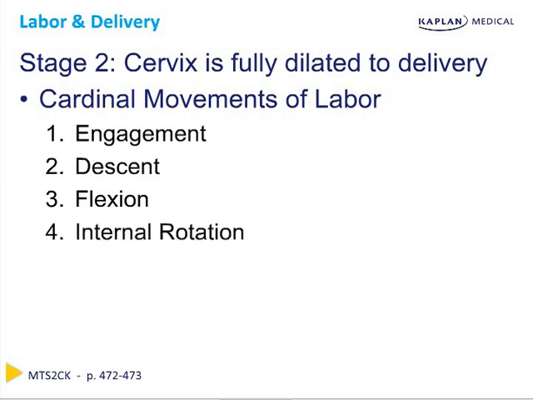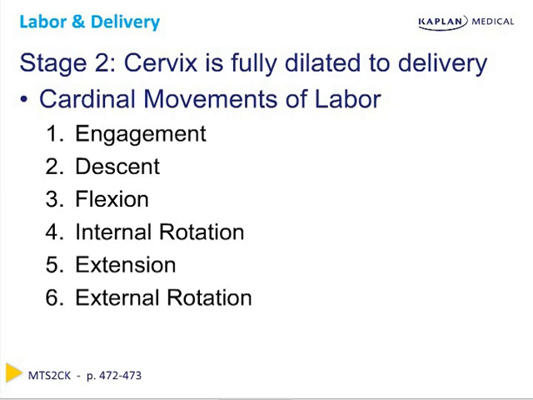The fetus will then undergo internal rotation. When the head reaches the ischial spines, the fetus begins to rotate, and rotation moves the sagittal sutures into the forward position. We then have extension, which occurs as the head reaches the introitus to accommodate the upward curve of the birth canal.